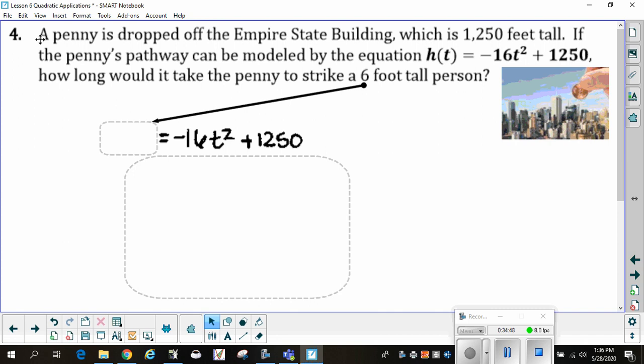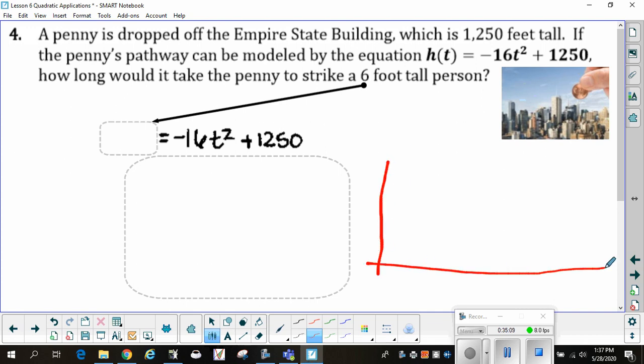Now, finally, a penny is dropped off the Empire State Building, which is 1,250 feet tall. If the penny's pathway can be modeled by the equation h of t is equal to negative 16t squared plus 1,250, how long would it take the penny to strike a 6-foot tall person? Okay, again, let's think about this. Okay, our penny starts up here and it's coming down, but we want to know when it hits a 6-foot tall person.